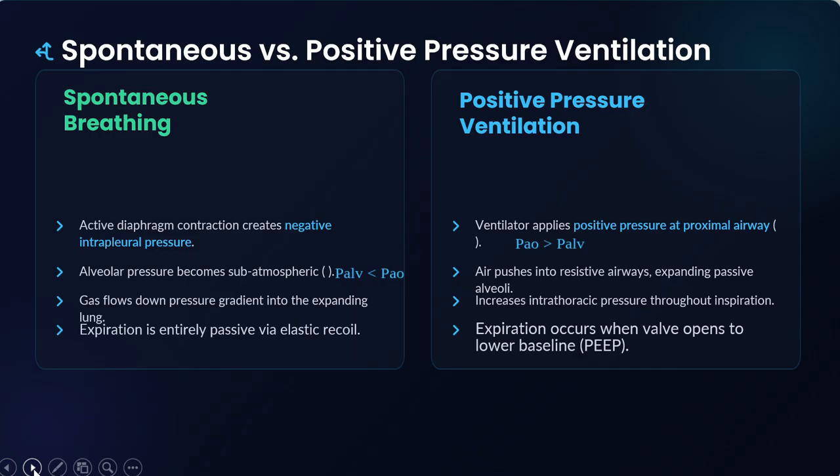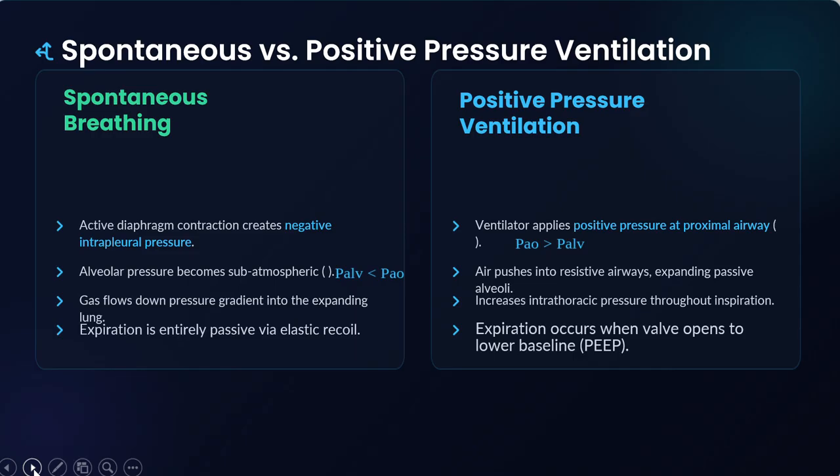Spontaneous breathing is different from positive pressure ventilation. Spontaneous breathing means negative intrapleural pressure. Alveolar pressure becomes subatmospheric. Gas flows down the pressure gradient into the expanding lung, entirely passive via elastic recoil.